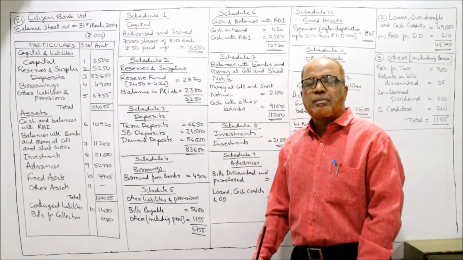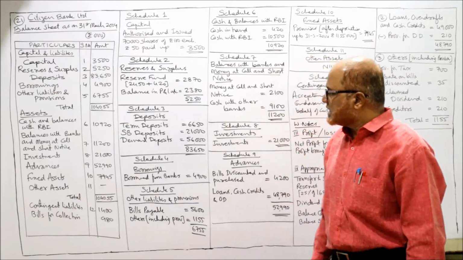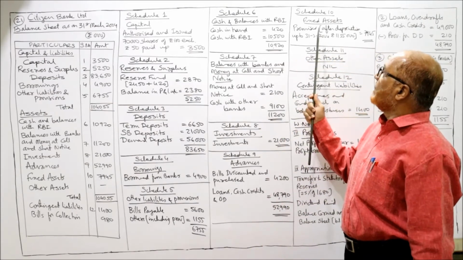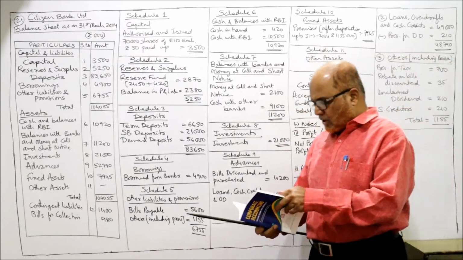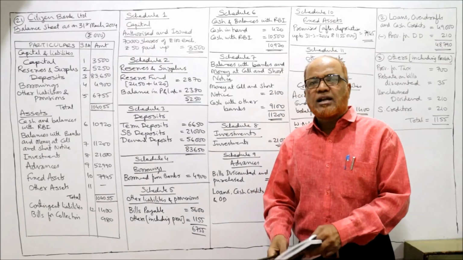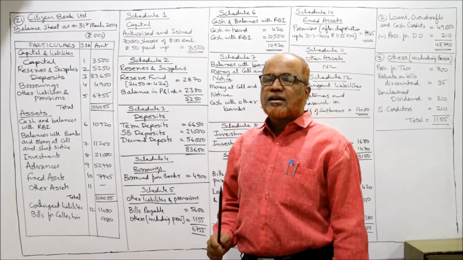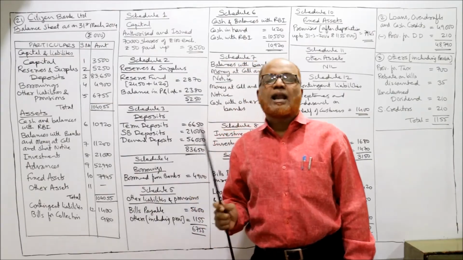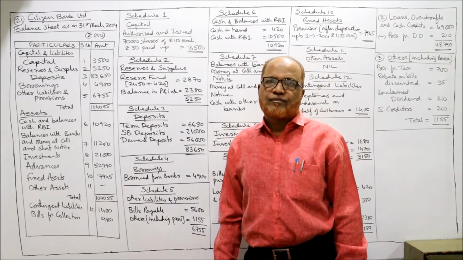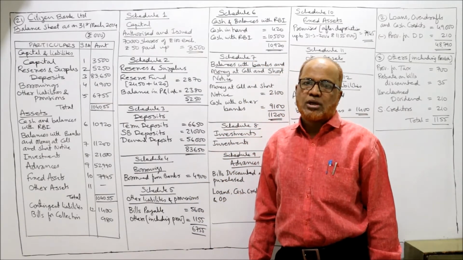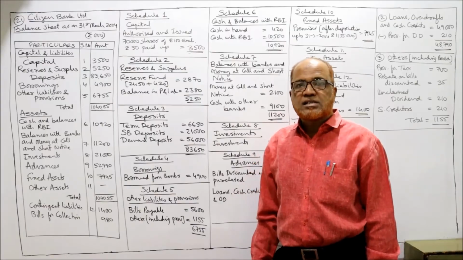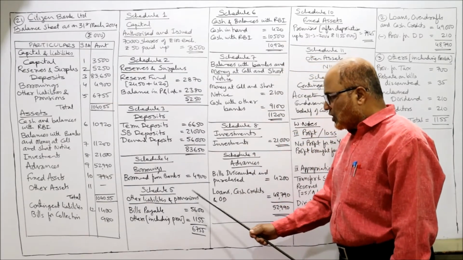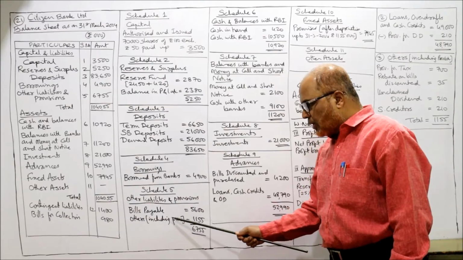Next, premises. Premises will be taken in schedule number 10, fixed assets, 7945. Same, no adjustment. Sundry creditors will come under other liabilities and provisions, schedule number 5. But it should not be disclosed. It will be hidden in others including provisions. So see here, schedule number 5, others including provisions.